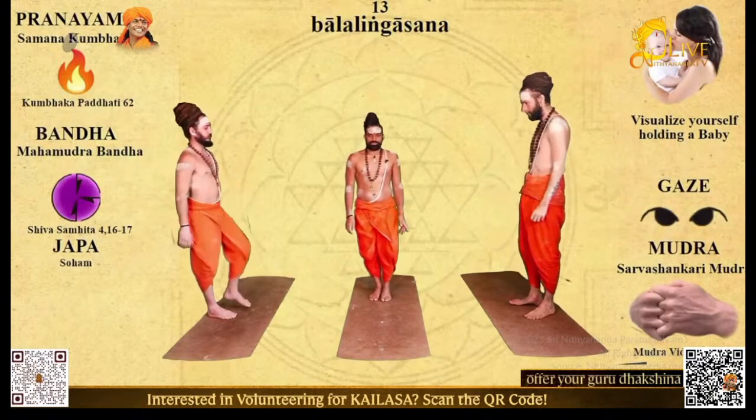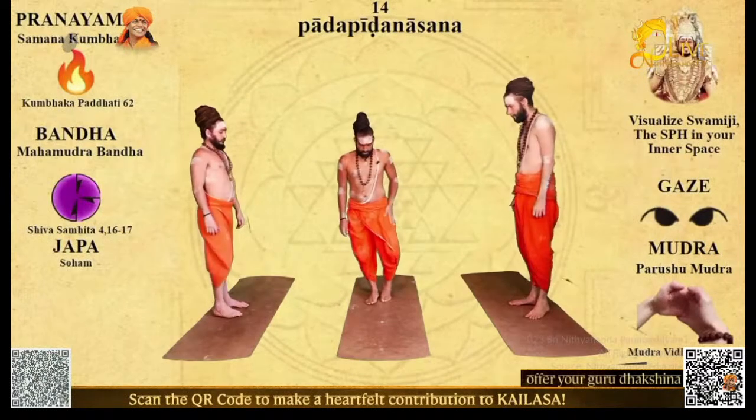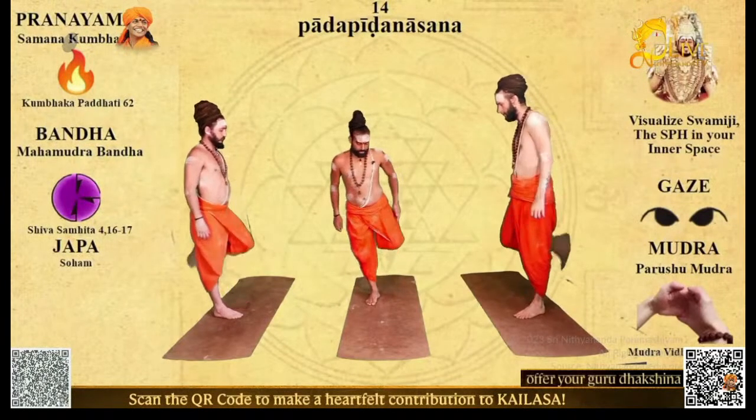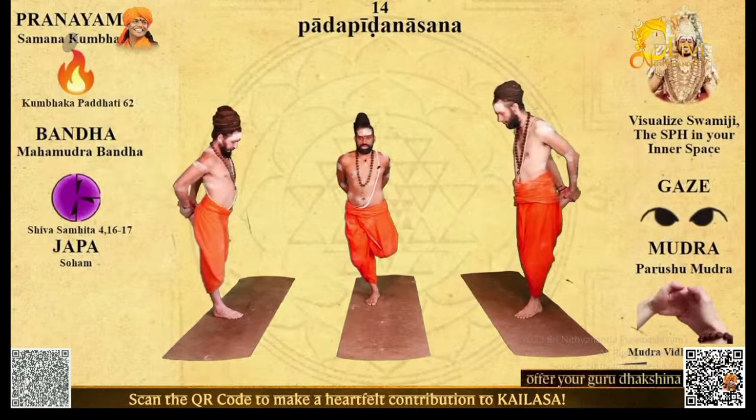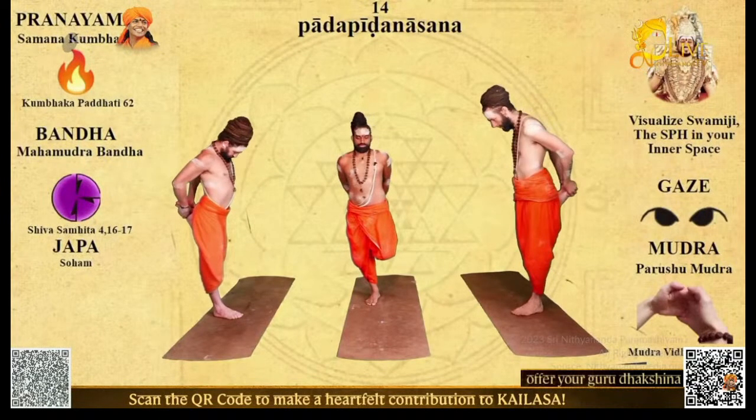The next asana is Padpidhanasana. As you bring the left leg back of the buttocks, holding it with both the hands, head and spine in a straight line. Engage all the three bandhas as you visualize Swamiji in your inner space.